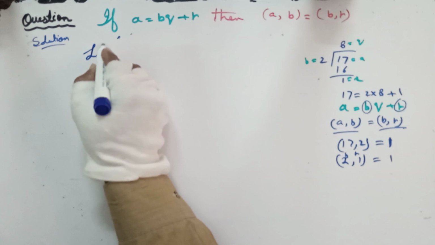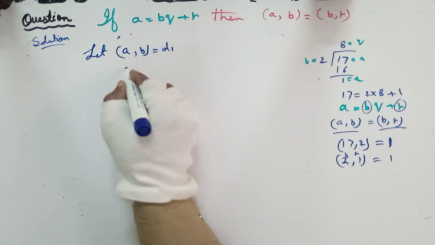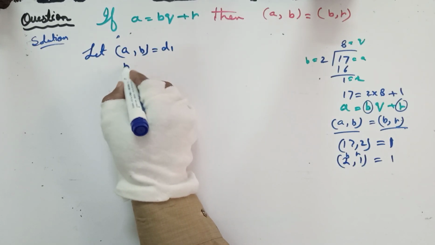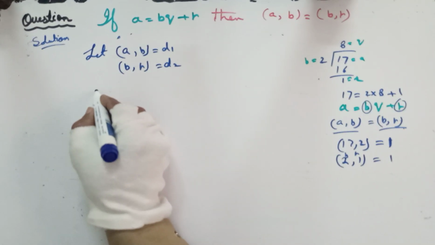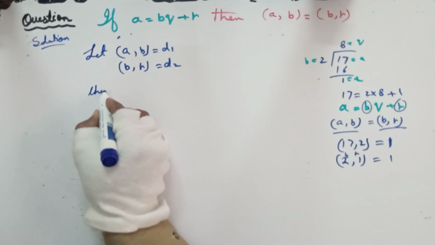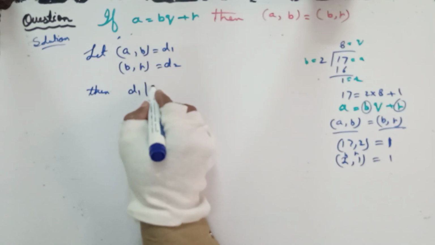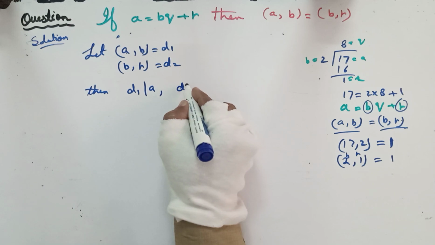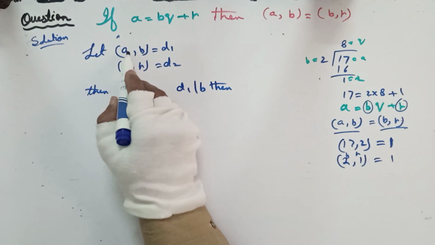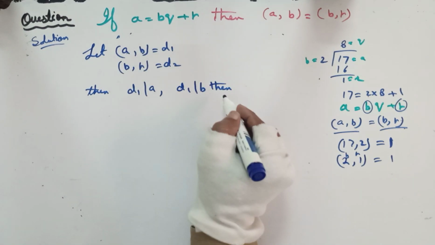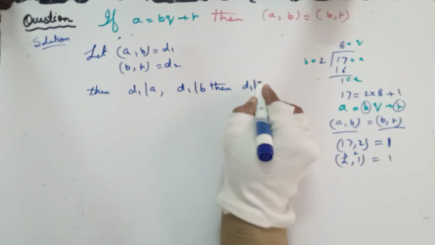Then let GCD of A and B be D1, and GCD of B and R, the greatest common divisor of B and R, we suppose D2. If D1 is the greatest common divisor of A and B, then it divides both A and B. Then we show D1 divides R. How?